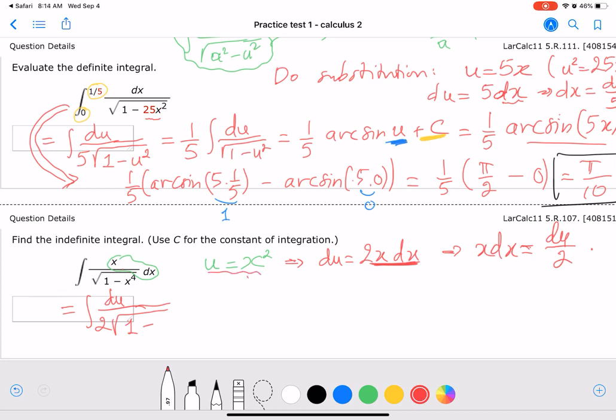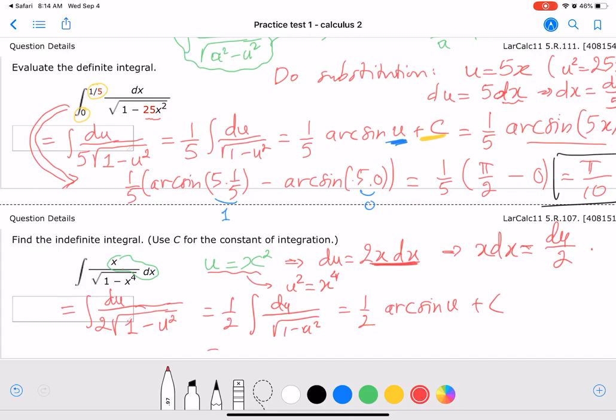u is equal to x squared. That means u squared is equal to x to the 4, right? So here I have u over 1 minus u squared. And we go back to the previous integral. So that is 1/2 du over 1 minus u squared, and that is 1/2 arctanh of u plus c.